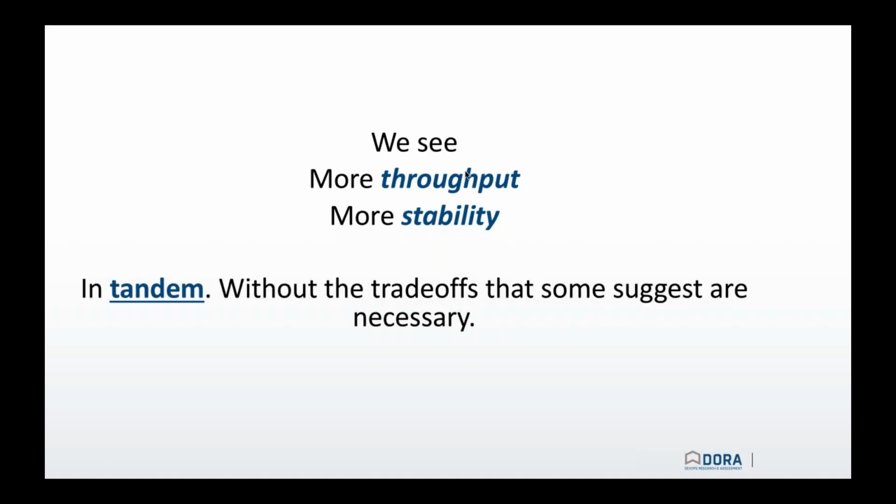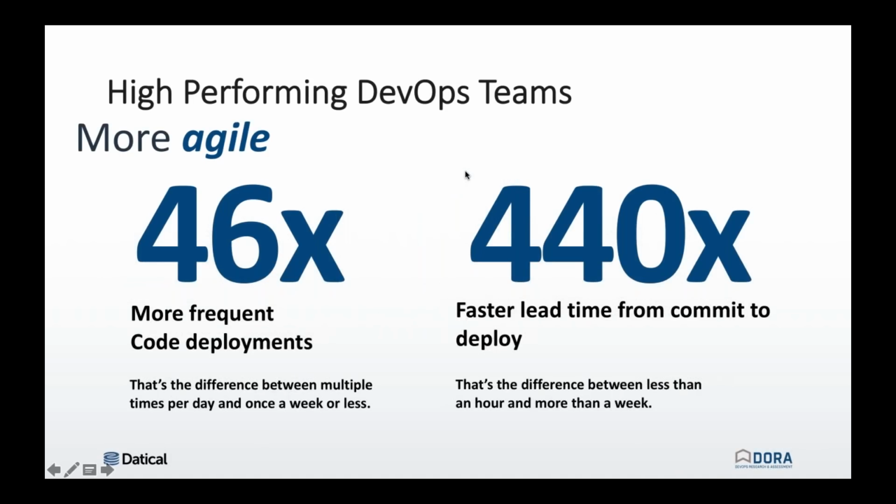Okay, so here's what we see when we compare our high performers and our low performers. You can have more speed, right? If we want to speed this process up, high performers are more agile. We see 46 times more frequent code deployments. This is the difference between deploying multiple times a day and once a week or less. We also see faster lead times from commit to deploy. That's 440 times. It's the difference between less than an hour and more than a week.